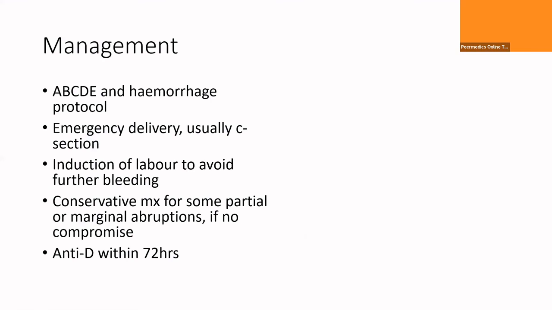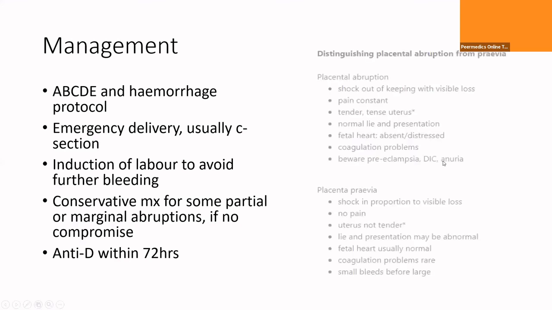So how are we going to manage it? Again, you're probably picking up the theme here. ABCD management, instigate your hemorrhage protocol, emergency delivery, ideally C-section, induce the labour to avoid any further bleeding. Sometimes you can manage them conservatively if it's only a partial or marginal abruption and it's not causing any maternal or fetal compromise, and make sure you give that anti-rhesus D within 72 hours.